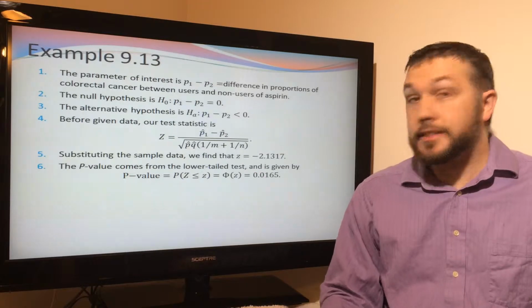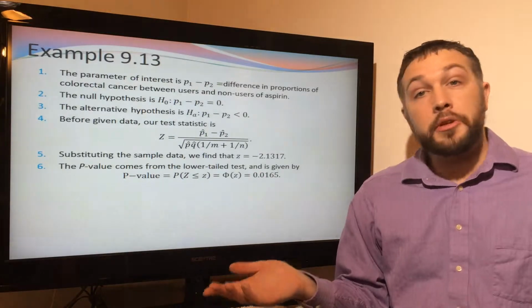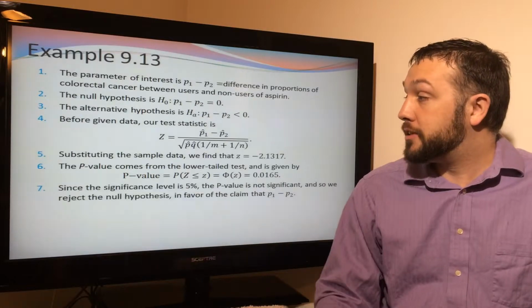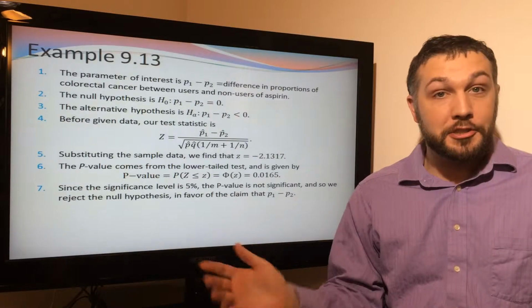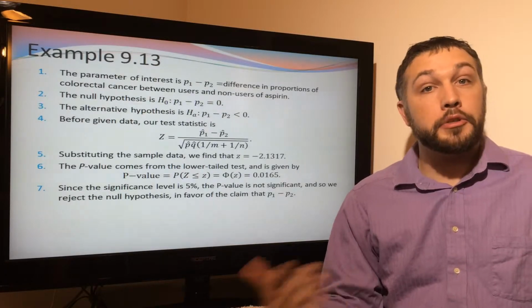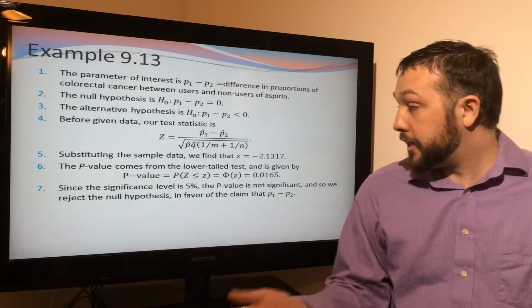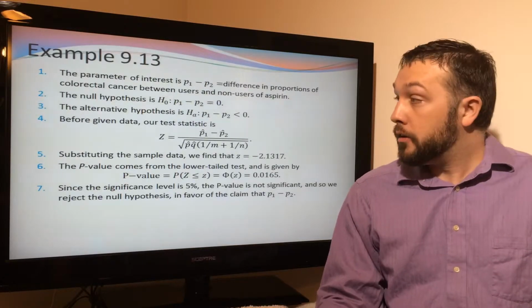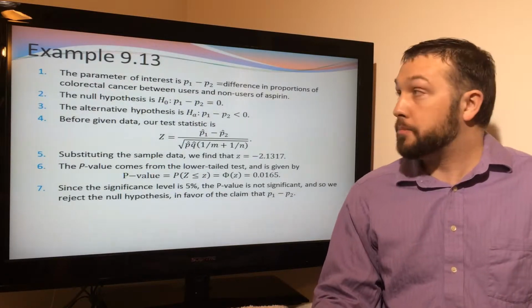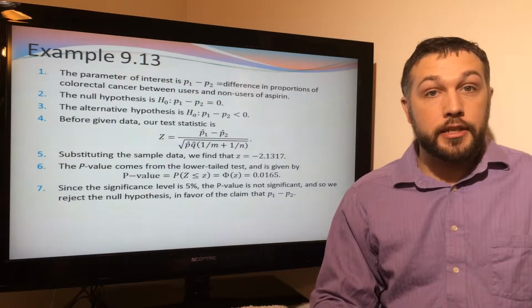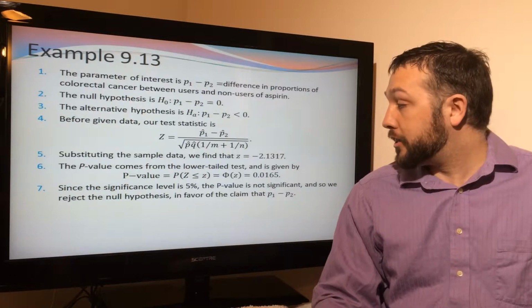It depends on the significance level. So normally we think about 1% or 5% significance level. If we have 5% significance, then the p-value is smaller than alpha, than 5%. And so in that case, we would reject the null hypothesis. In this case, we would reject the claim that P1 and P2 are both equal, and therefore we're actually saying P1 is less than P2, and that means that aspirin is actually reducing the incidence of colorectal cancer.